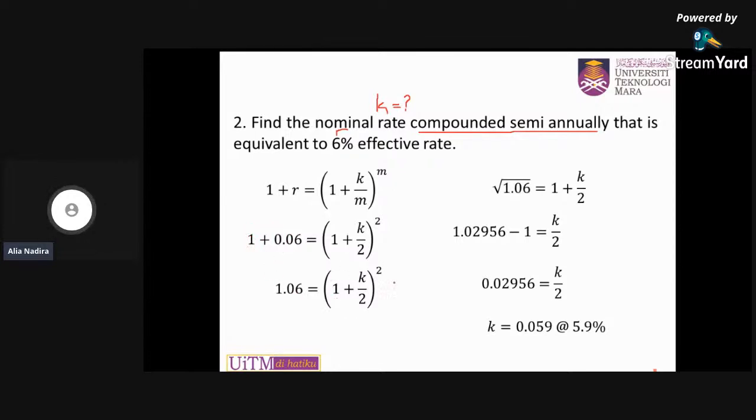Okay, so how to solve this? So we pindah 2 to the other side, dia jadi punca kuasa 2 lah. Sebab sini power of 2, dia jadi punca kuasa 2. So this amount akan jadi ni. Okay, pindah 1. Positive here, we pindah dia jadi minus K over 2. So, we want to find your K. So, 2 you bring to the other side, dia jadi times darab. Okay, darab dengan ini. Okay, 1.02956 minus 1 dapat ini. 2 times with this, so dapat this answer.